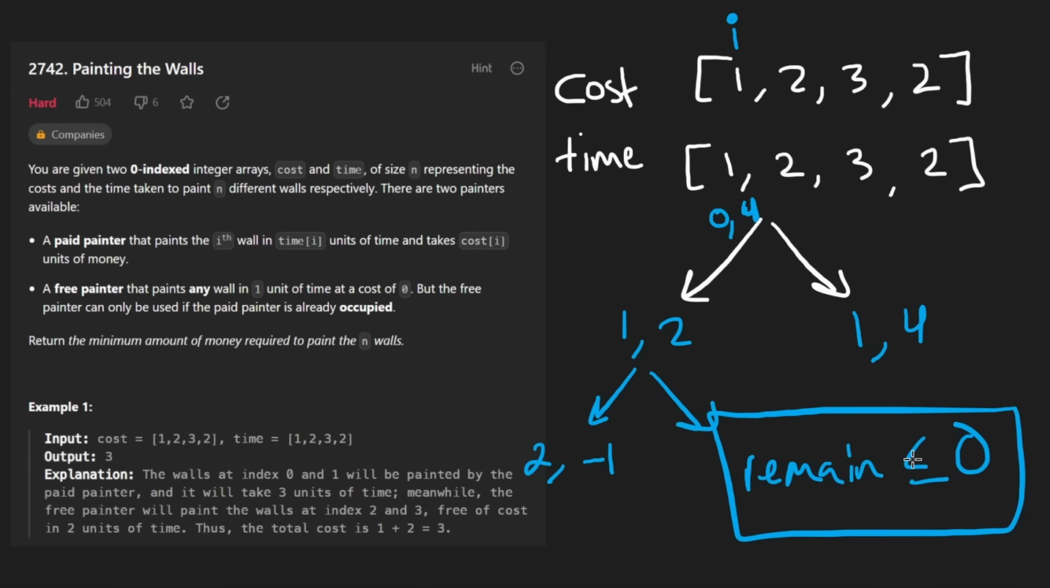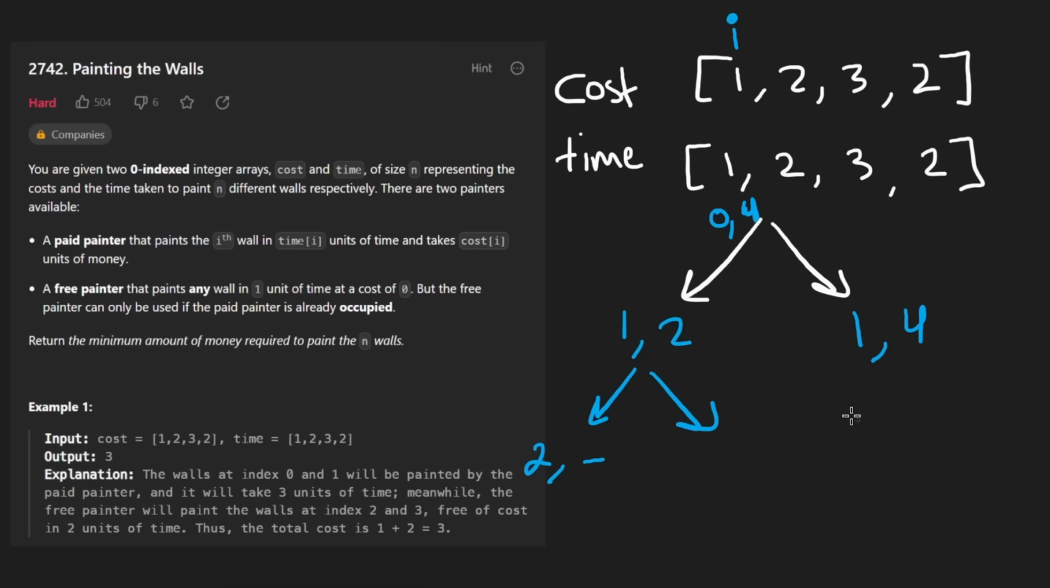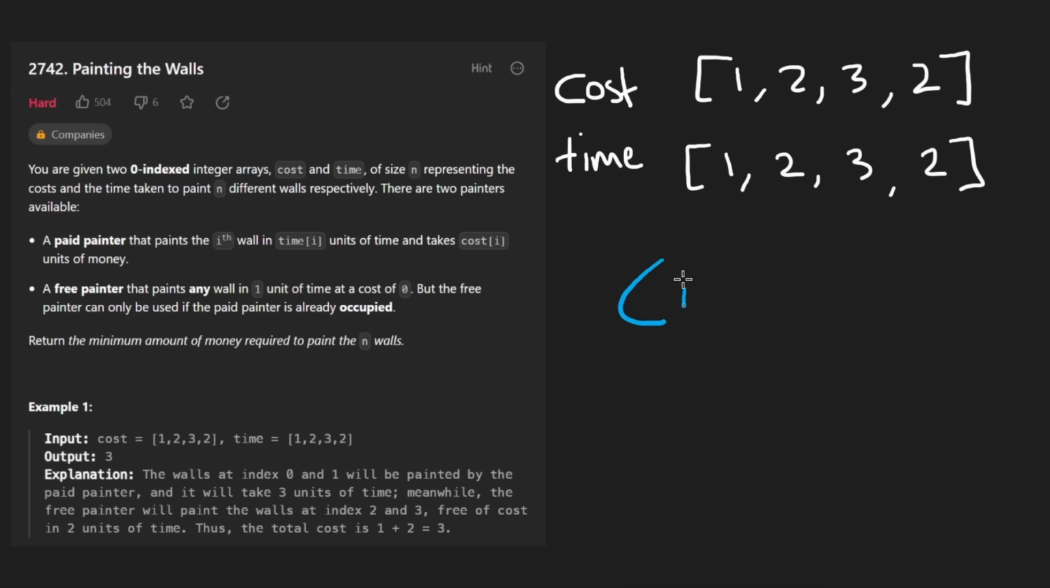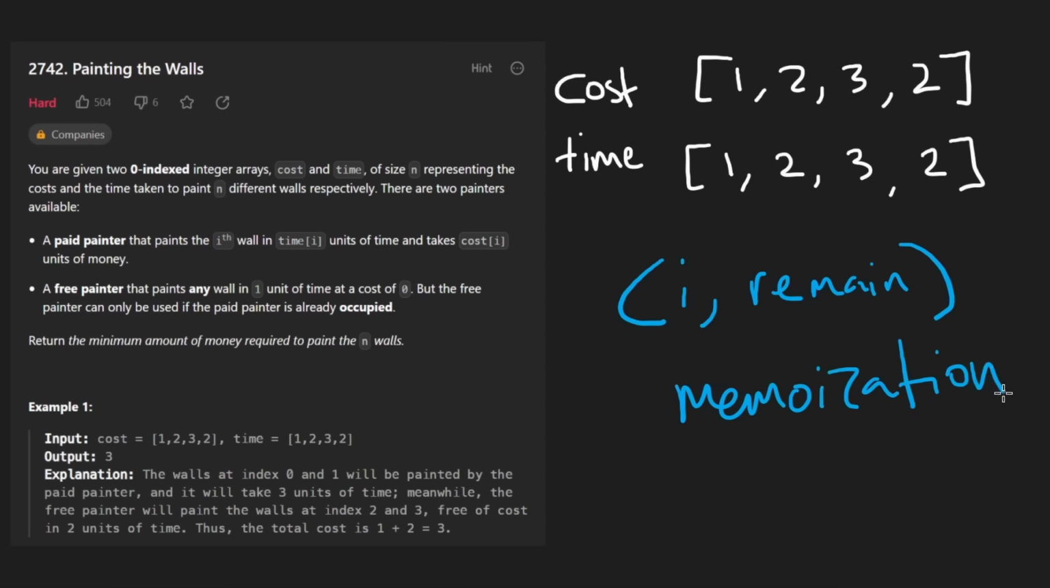That's one base case. The other base case is if our i pointer goes all the way out of bounds, but the remain count is still greater than 0. In that case, we have a base case as well, but we're going to handle that a little bit differently because we didn't arrive at a solution. But that's the main intuition of this problem. The fact that we were able to condense this into two variables, i and remain, means we can add memoization and do so a lot more efficiently than if we had three variables.